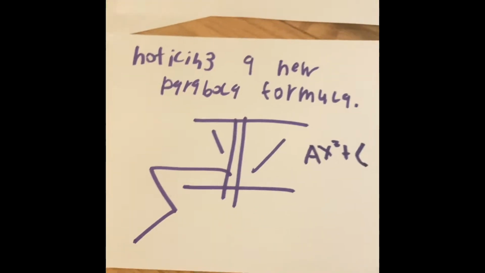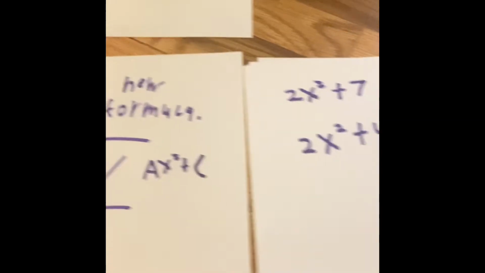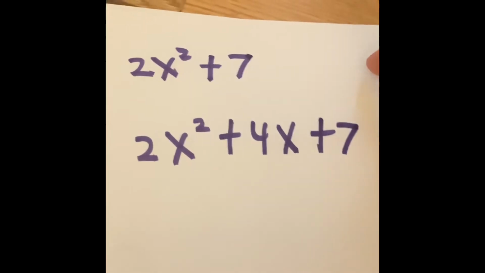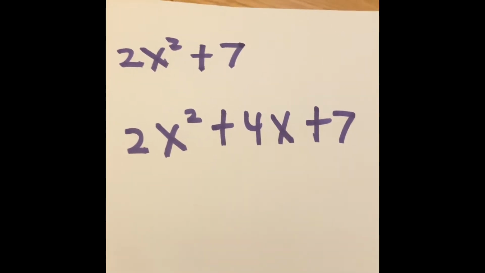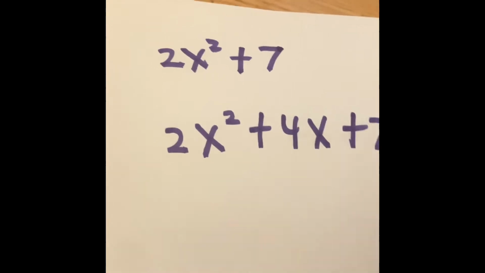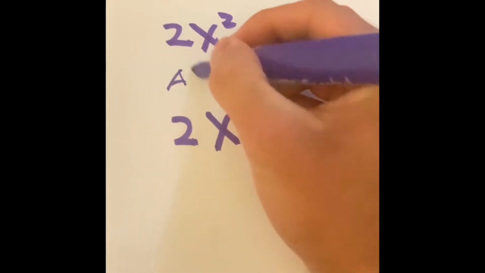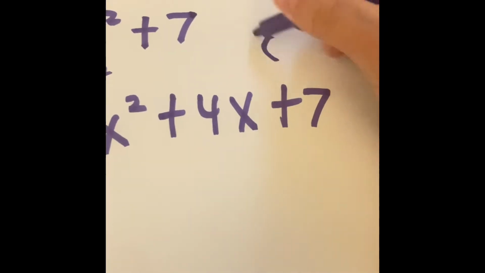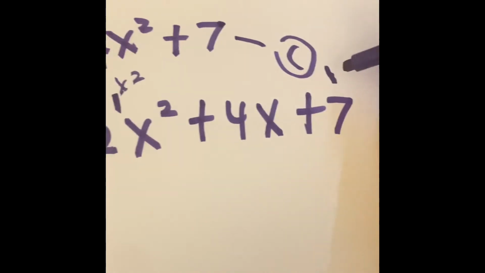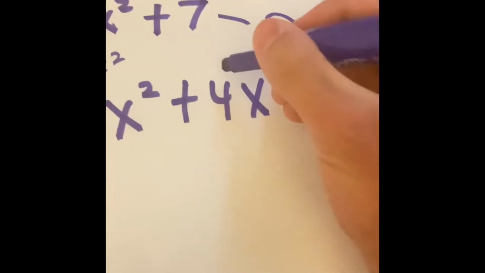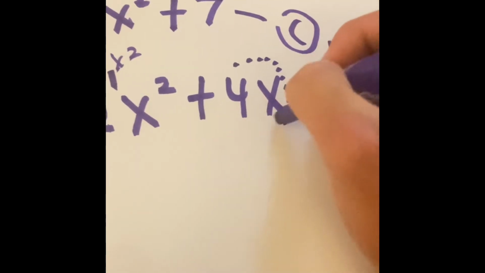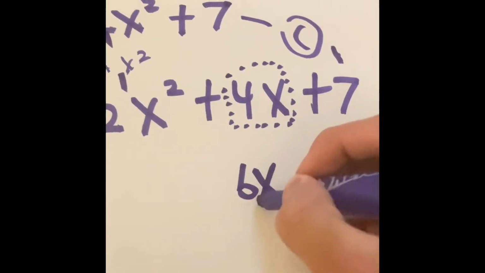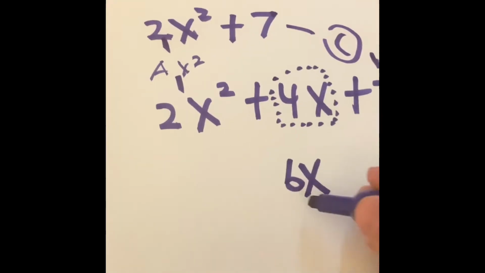To start out the video, let's see what are the differences and the similarities of these two expressions. What you see here is they do both have an ax squared value, and they both have a c value with the 7s. The only difference is it has a 4x, or what we're going to use as a bx.